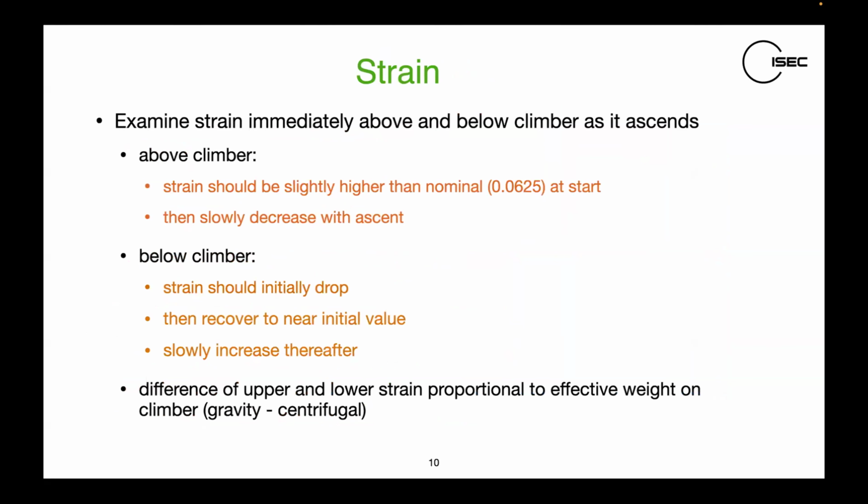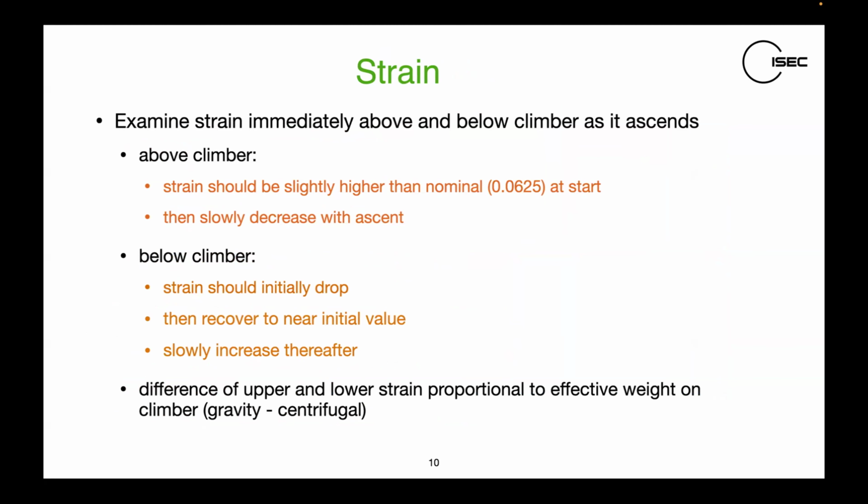So we need to test it, of course, but one of the things we're going to have to look at is the strain immediately above and below the climber as it ascends. Above the climber, we're expecting that the strain should be slightly higher than the nominal. So the strain we've set out is 0.0625 at the start, and then that would be expected to slowly decrease as the climber ascends.